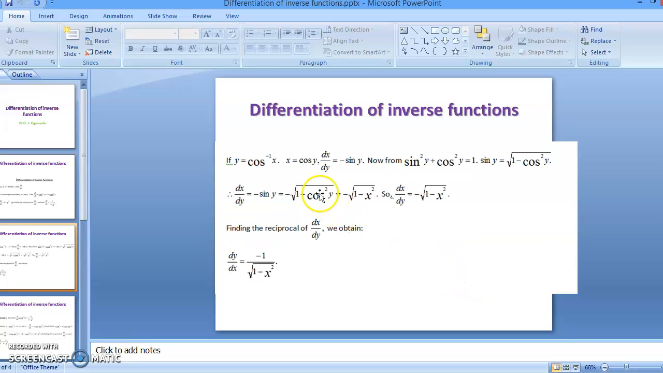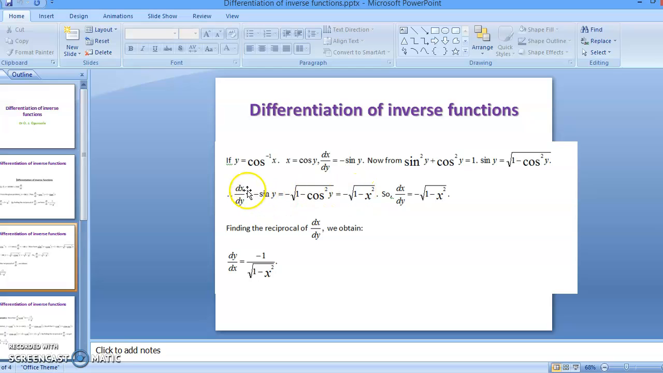Now, if y is equal to arc cos x, which is the same as cos inverse of x, multiplying that out we have x equals cos y. So, differentiating x with respect to y, we have dx/dy is equal to minus sin y. Now, from our elementary trigonometry, sin square y plus cos square y is equal to 1. So, if we take cos square y to the other side, you have sin square y is equal to 1 minus cos square y. So by the time you find the square root of both sides, you are going to have sin y is equal to the square root of 1 minus cos square y.